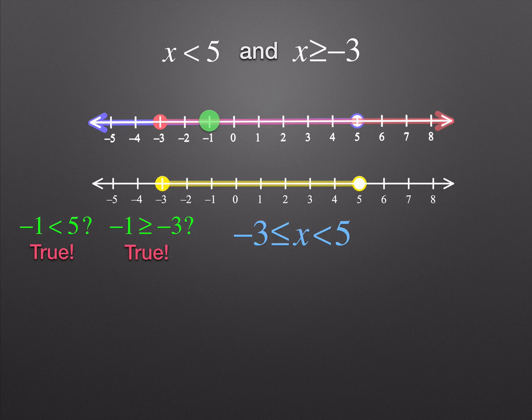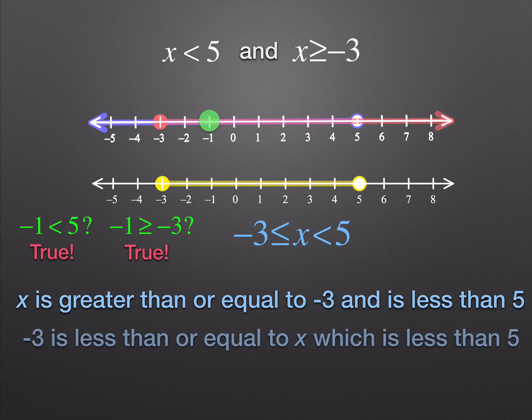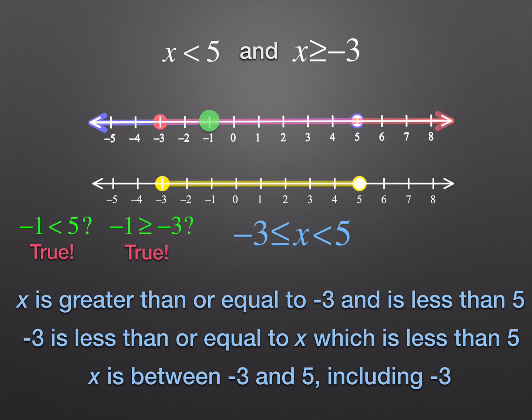We can write that in combined form like the blue down here, or you can write it as we did above. If you write it in combined form, you would read that as x is greater than or equal to -3 and is less than 5. You could also read it as -3 is less than or equal to x, which is less than 5. And you can also say x is between -3 and 5, including -3.